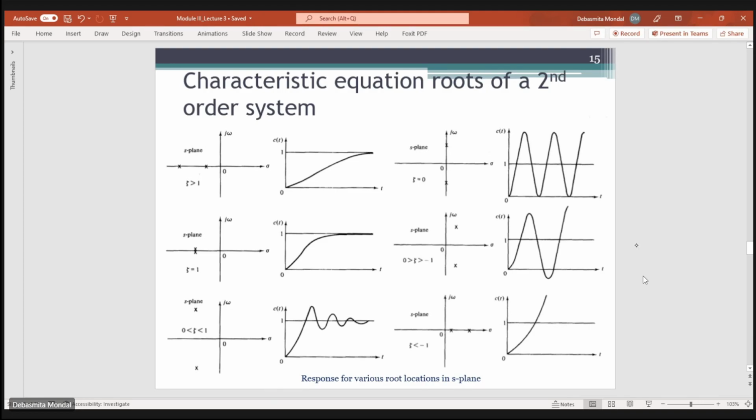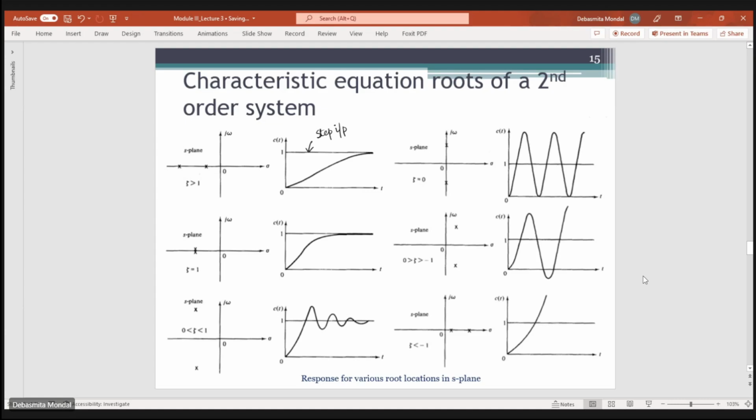So if you have two roots for a second order system, and both the poles lie in the left half of the S-plane, that means the value of zeta is greater than 1. In that case you will have no oscillations. The response will start from 0, follow an exponential path and slowly go to the steady state. This is the step input which is provided to your system.